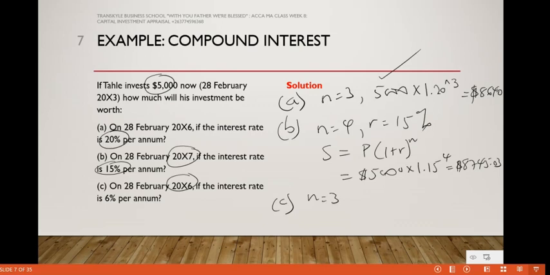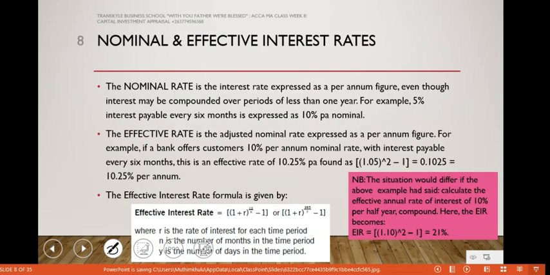So n is equal to 3, and the interest rate per annum is 6%. R is equal to 6%. So therefore S is equal to, the principal is still the same, $5,000 multiplied by (1 plus R). Our R is 6%, that is 0.06, to the power 3, and our n is 3. So therefore we are going to get 5,955.08. That's how we calculate this.